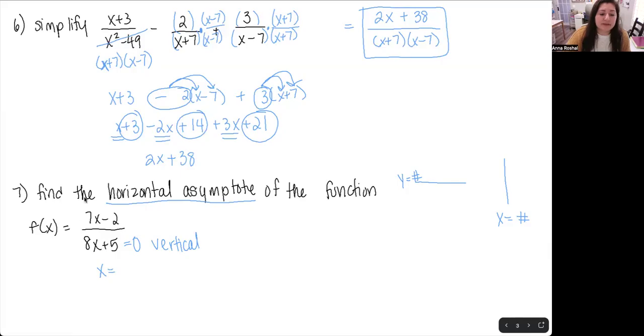Instead, what I'm going to do is take the ratio of my leading coefficients. The reason I'm allowed to do this in this particular case is because both of my exponents are the same. If my exponents were different, it would be a completely different problem. But because both of my exponents are the same, I can simply take the leading coefficients and set them equal to y. So 7/8 equals y, or y equals 7/8 is my horizontal asymptote.